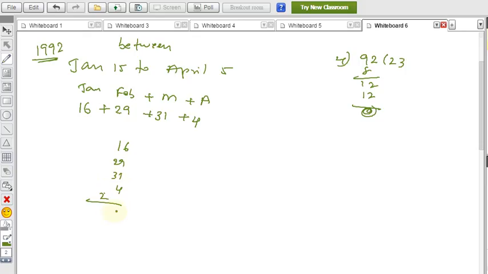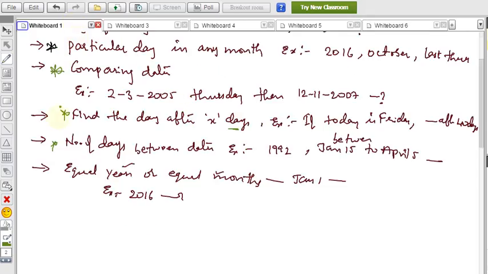10, 20, 5, 8. So there are 80 days in between. To find out any dates between particular days, we need to see whether it is a leap year or not. If it is a leap year, take the leap date, meaning one extra day in February. Otherwise, we take one less, and we should not count the between dates. And let us see the last one: equal years or equal months. I'll tell you one shortcut method for this.